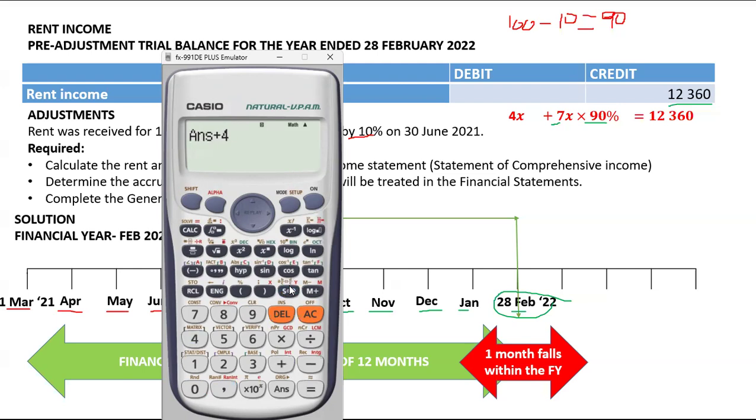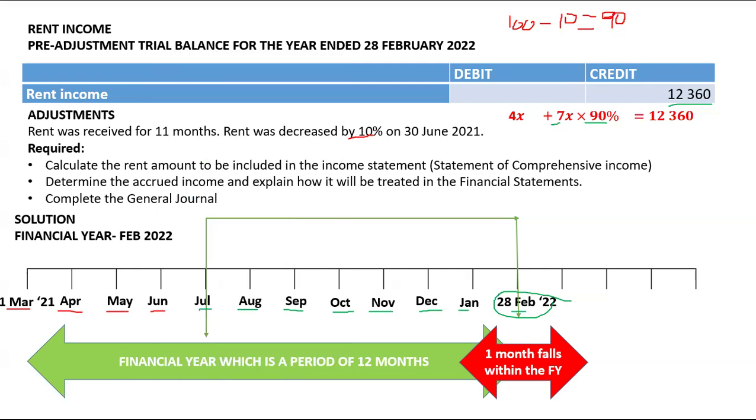6.3. We just add that to 4, it'll give us 10.3, which will be equal to that 12,360. Then to get your x, you will just divide both sides by 10.3. And your x will be 1,200. Before the decrease, rent was 1,200. After July, it was at 90%. It decreased by 10%. So our rent after the 30th of June was now 1,080.